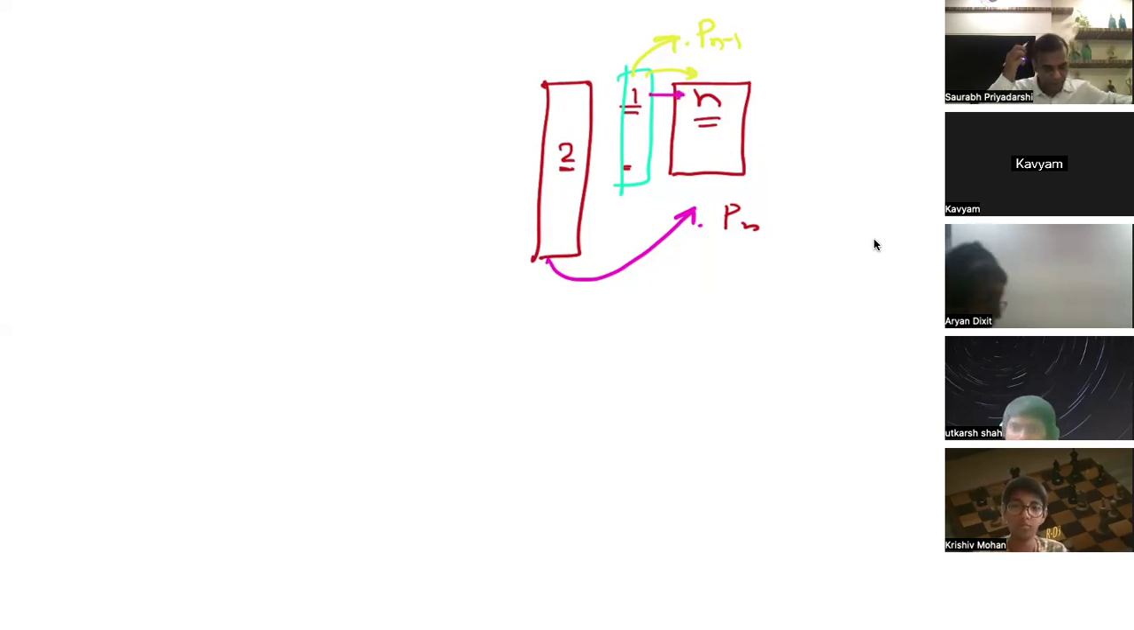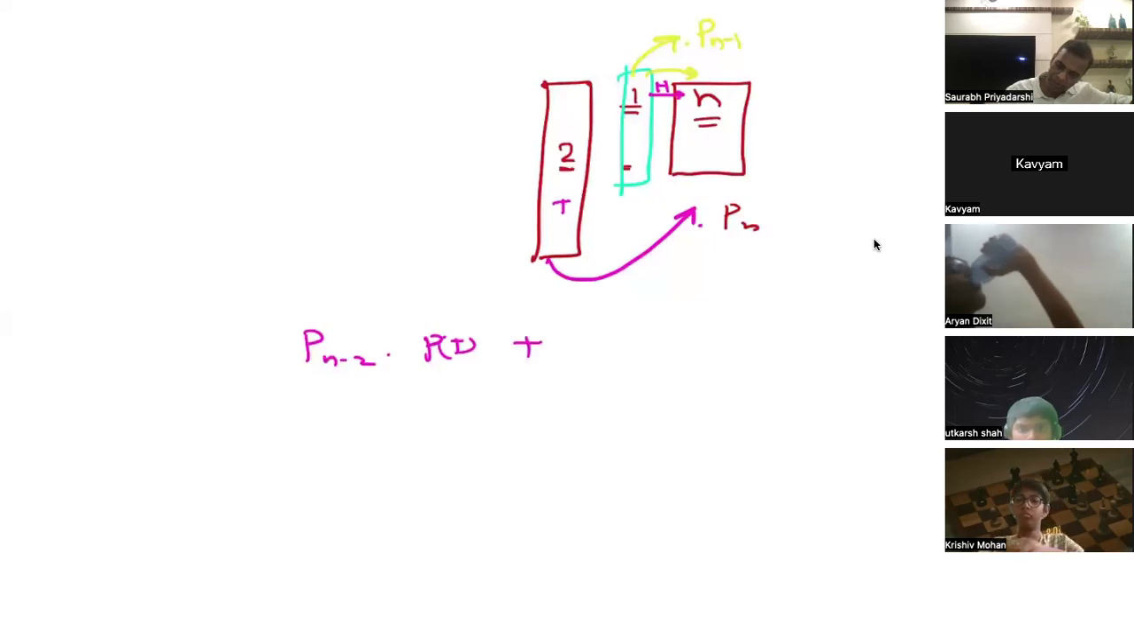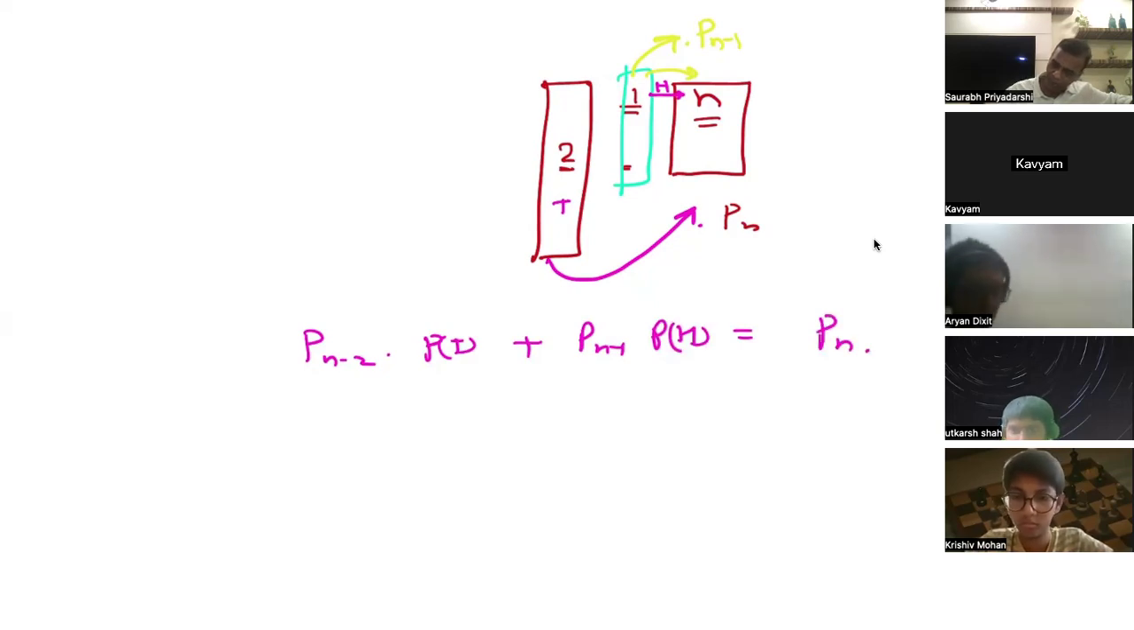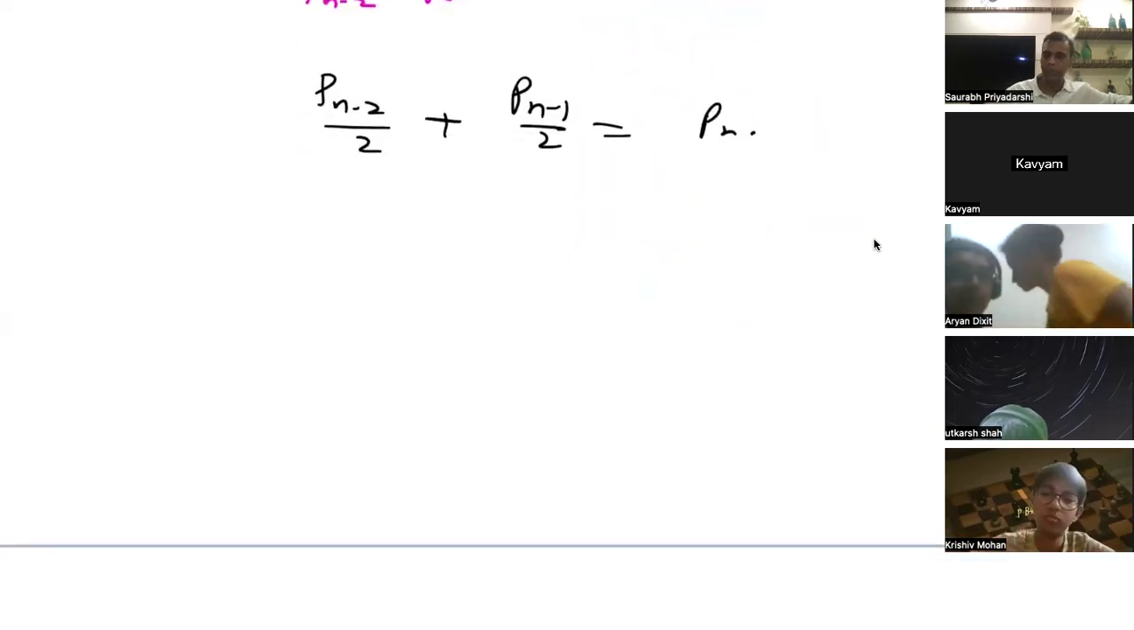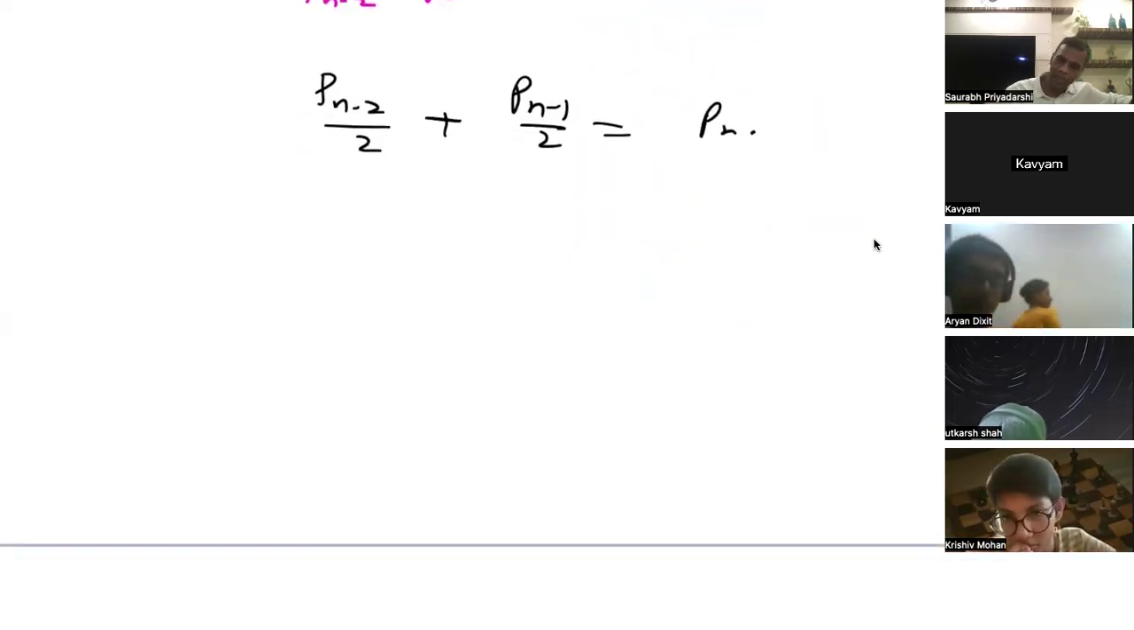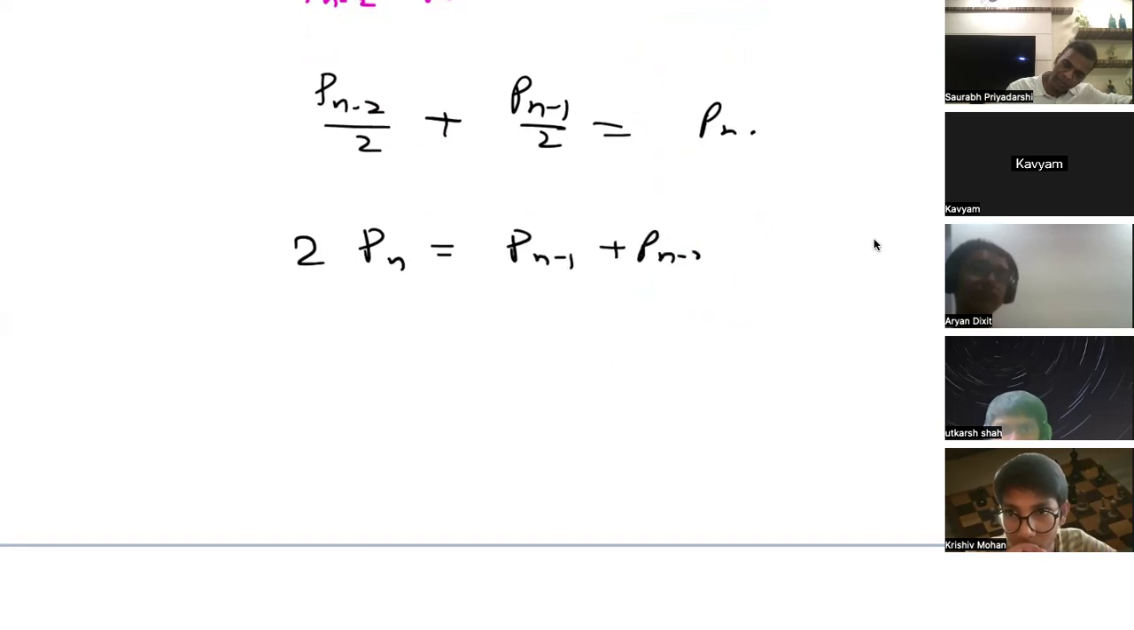For this, I have to get head, which was giving you 1 point. In the other case, you have to get tail. Again, it is Pn minus 2 into the probability of getting tail plus Pn minus 1 into the probability of getting head. That will give you Pn. So Pn minus 2 by 2 plus Pn minus 1 by 2 is equal to Pn. Is this okay? We can rewrite this as 2Pn equals Pn minus 1 plus Pn minus 2.